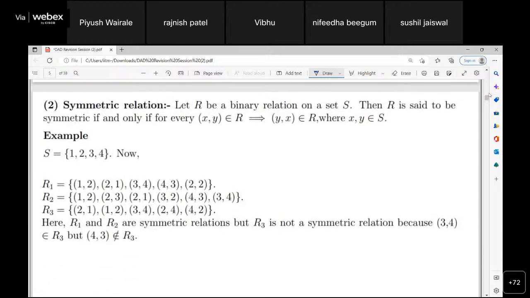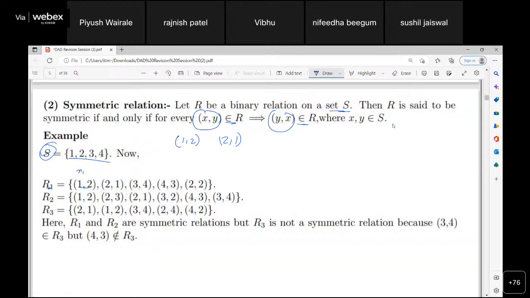Now what is a symmetric relation? Let R be a binary relation on set S. Then R is symmetric if and only if for every x comma y belonging to R, y comma x also belongs to R. For example, if 1 comma 2 is present, then 2 comma 1 must be present in that set. For example, I have a set S with 4 elements: 1, 2, 3, 4. Now let us look at R1. Here I have 1, 2, so this is the condition to satisfy for a symmetric relation.